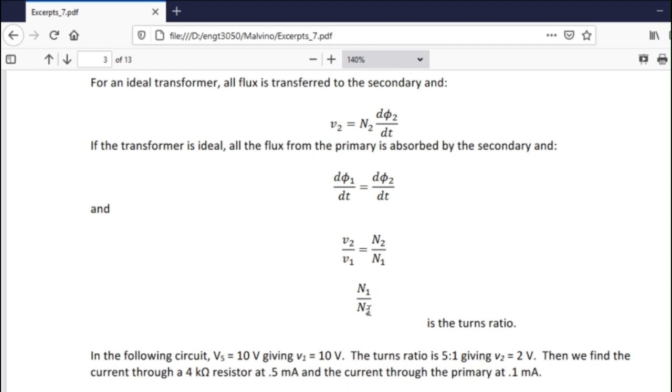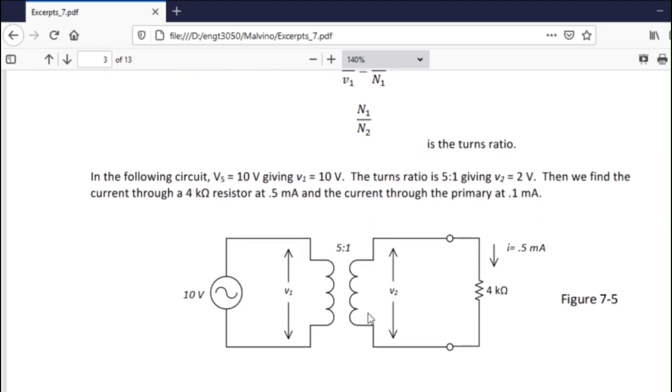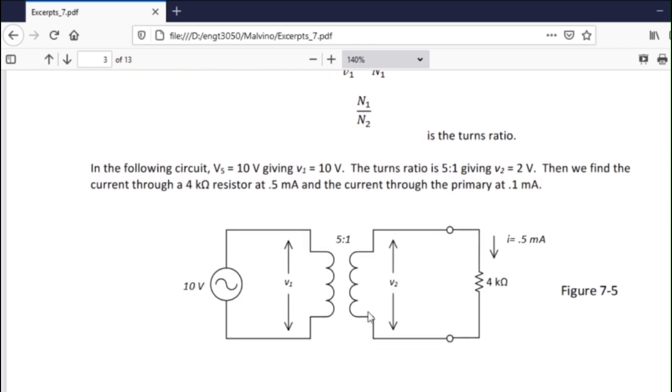So we talk about the turns ratio, and here's an example. Here I have a turns ratio of 5:1. My voltage on the primary is 10, so what would be my voltage on the secondary? It would be 2 volts. Now we can go and find I over here. It's 2 volts over here, so I would be 0.5 milliamps. And is this AC or DC? This is an AC current.